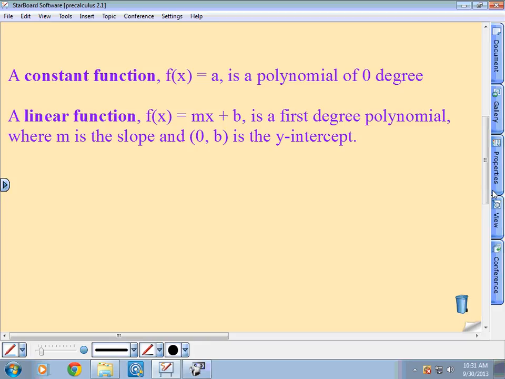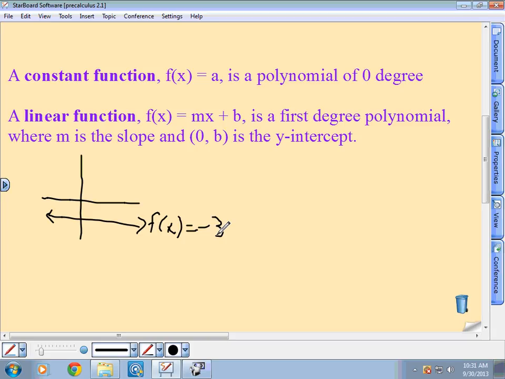And so this is our constant function, and it's going to look what? Something like this. It doesn't matter what the a is. Let's pretend the a is negative 3, so it's going to look like this. F of x equals negative 3. Okay? That's a 0 degree polynomial.